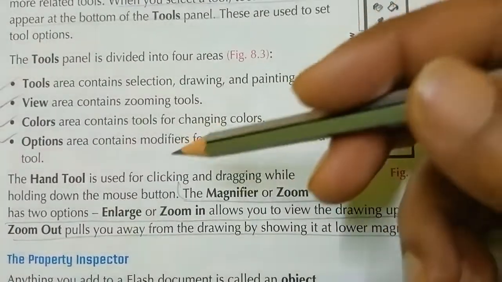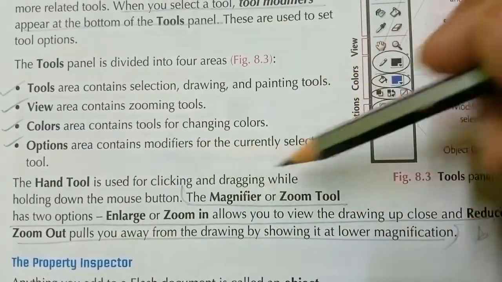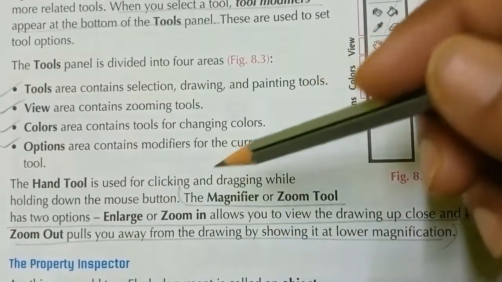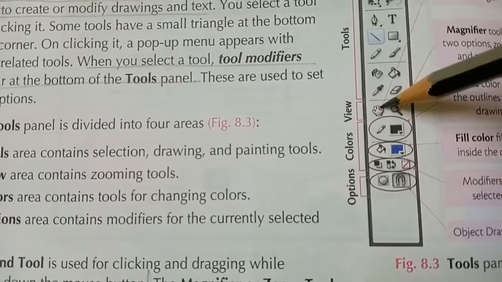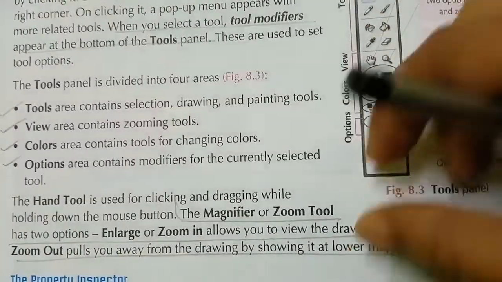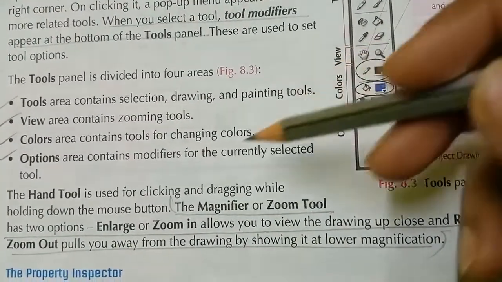The next is the hand tool. The hand tool is used for clicking and dragging while holding down the mouse button. So you can see this is the hand tool. You can hold and drag by clicking the mouse button any object, any drawing.